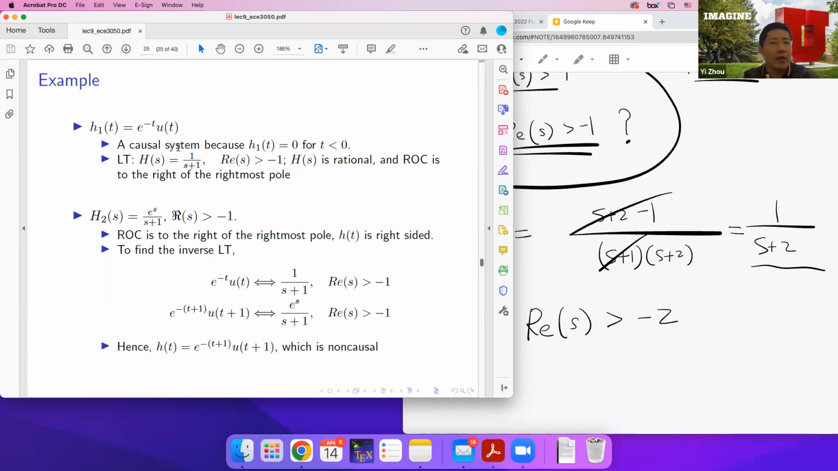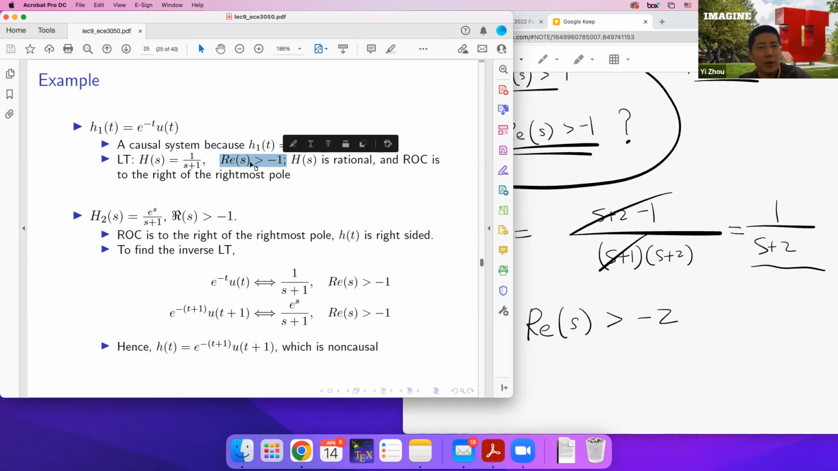Okay. Now we have this Laplace transform and region of convergence. Looking at this Laplace transform, it is in a rational form, right? It's 1 over s plus 1. Everything is polynomial, in the rational form. Therefore, the region of convergence is to the right of the rightmost pole.